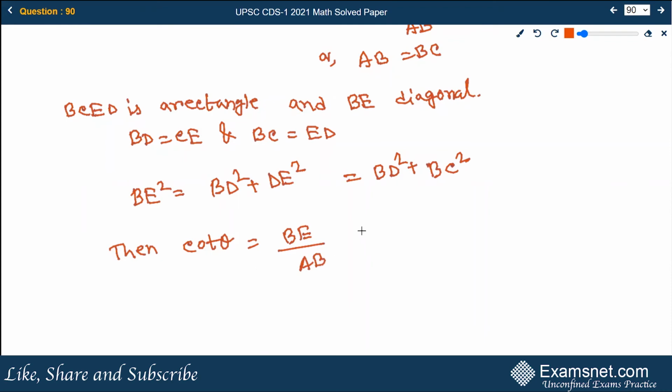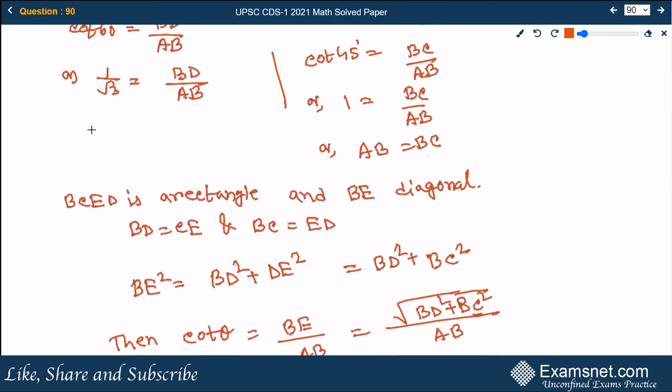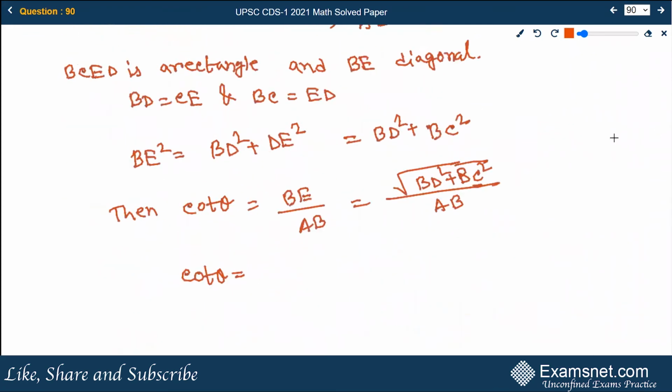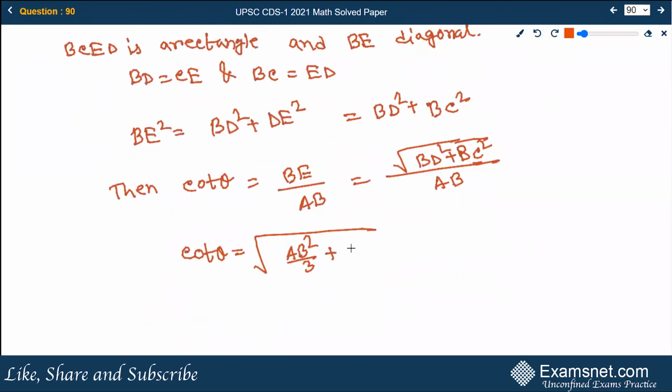Okay, so from BE I can write root under BD square plus BC square by AB. So here cot theta equals to, now the relation of BD and AB, that is BD equals to AB by √3. So further I can write root under BD square, that is AB square by 3 plus BC square, and BC and AB both are equal, by AB.